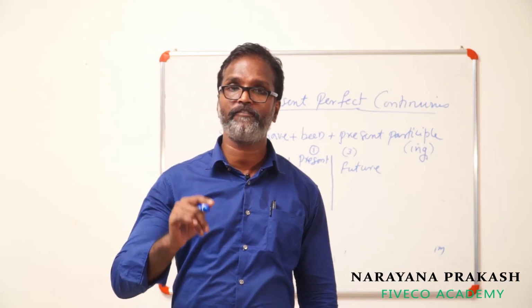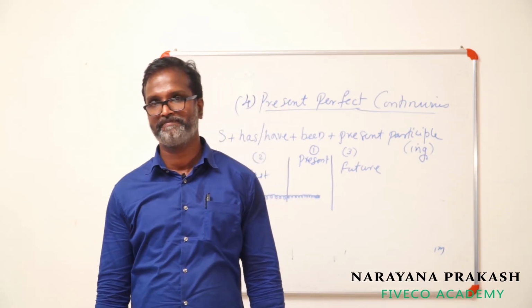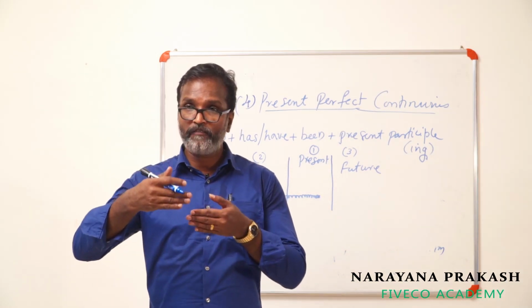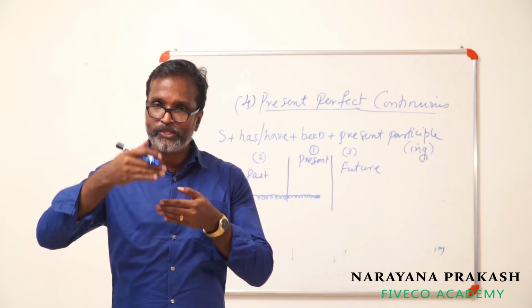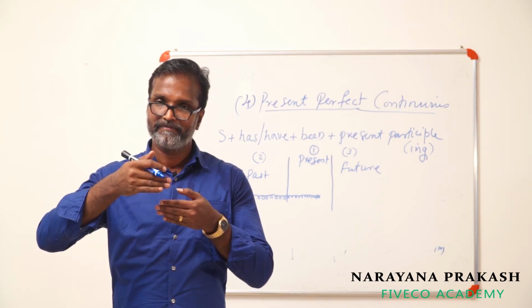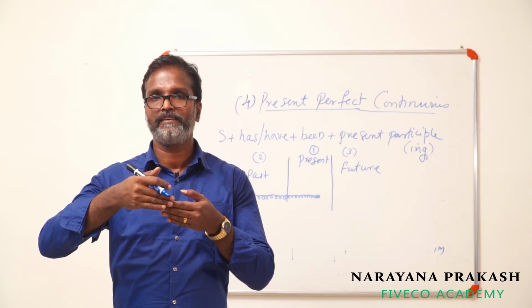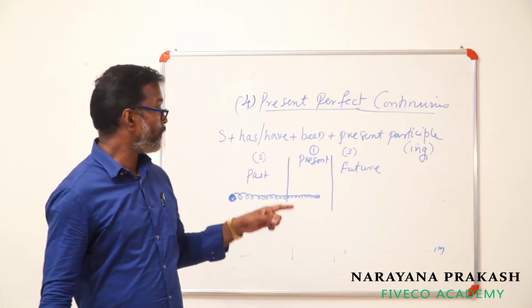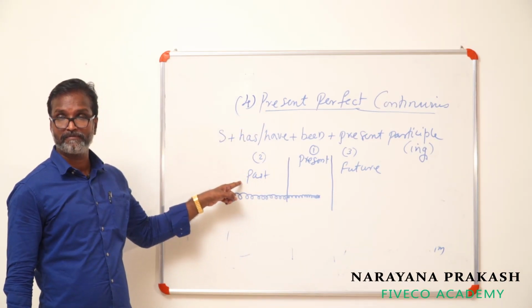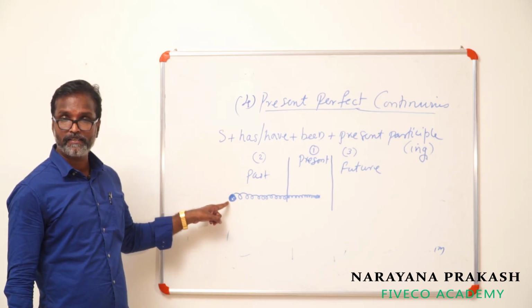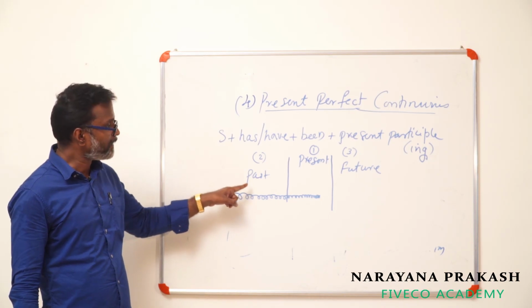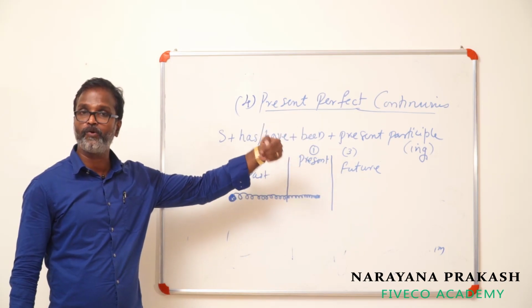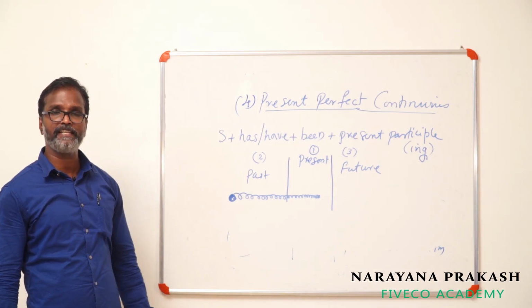And you will ask, sir, what is the difference between present perfect and present perfect continuous? In present perfect, the action is already completed at one point of the past. But only the importance of that action is coming to the present. Whereas in present perfect continuous, the action starts at one point of the past and continues through the present. The action is still continuing, progressing, going on. That is called present perfect continuous.